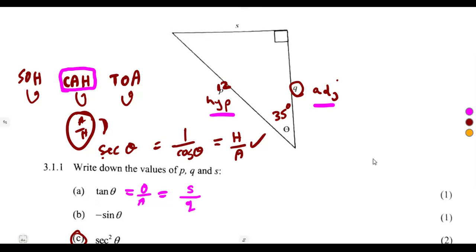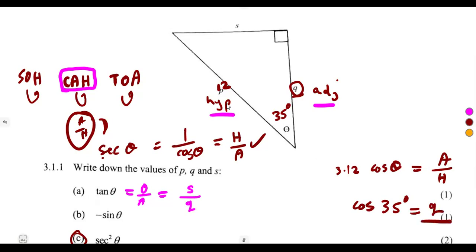So how do I take that ratio of a cos? I write down my ratio. The cos of theta is written as adjacent over hypotenuse. So I substitute what I'm given. The cos of theta, which is 35 degrees, is equal to the adjacent, the one that I'm being asked to calculate, which is our Q, over the hypotenuse, which is the one that we are given, which is 12.